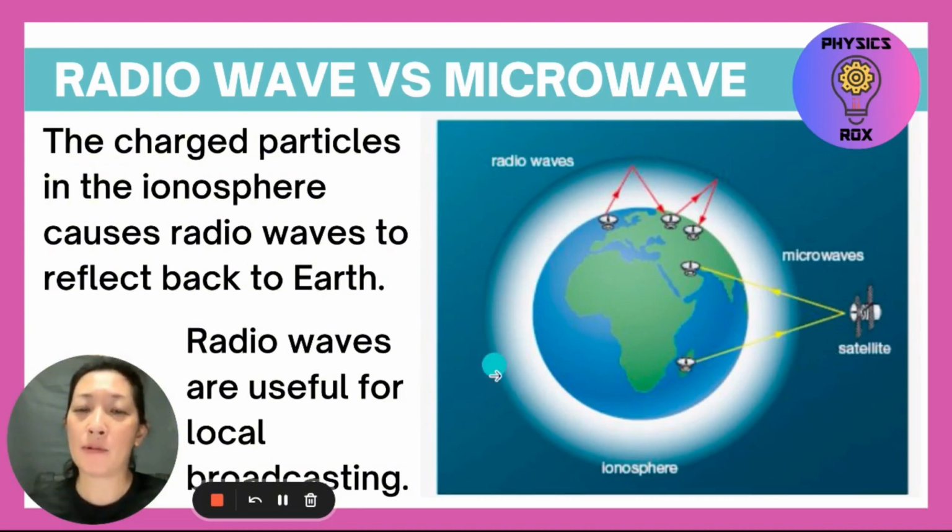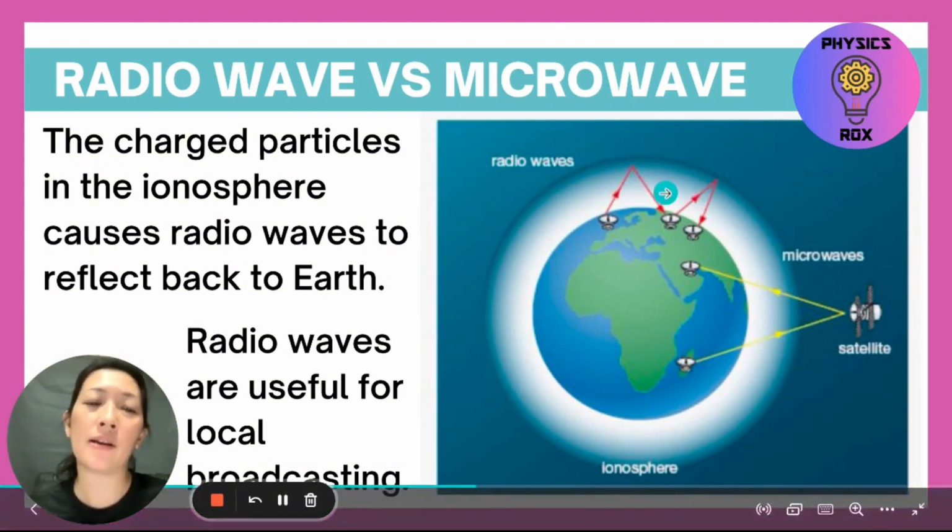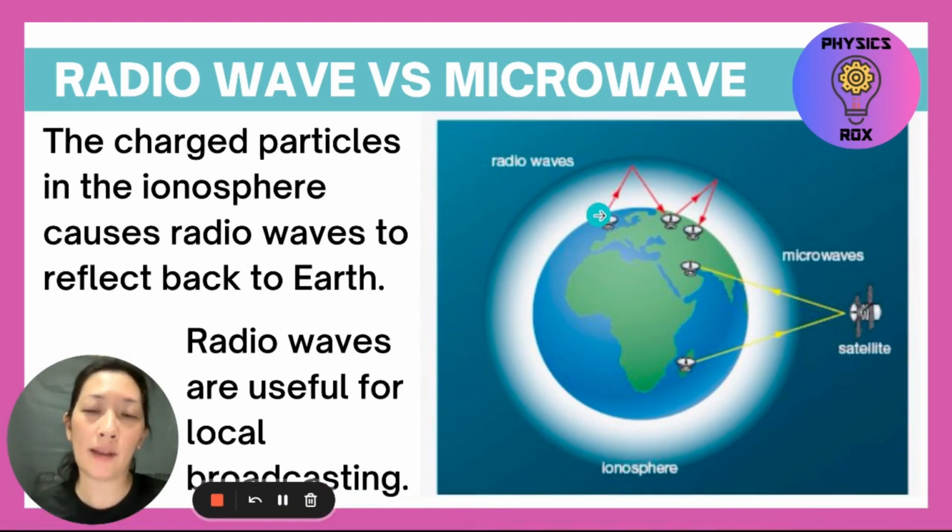So in our atmosphere, the ionosphere is made up of charged particles. And what happens is that when the radio waves travel out, the charged particles in the ionosphere will cause the radio waves to reflect back to Earth. So that's why they're so useful for local broadcasting and local transmissions.